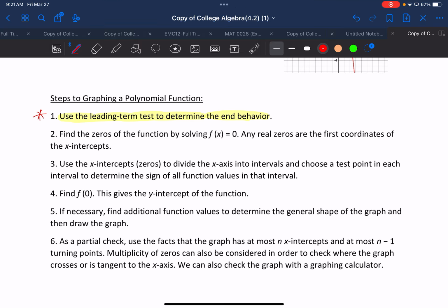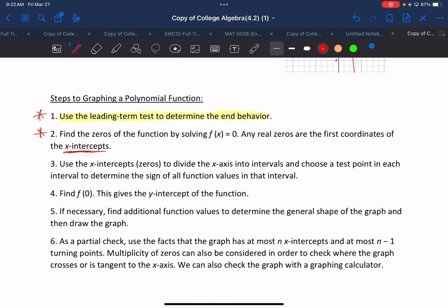The next one is to find the zeros of the function by setting the function equal to 0 and then solving for x. And then, of course, those will give you your x-intercepts. So that's another really important one because, hopefully by this point, you can easily find the x-intercepts and then eliminate any graphs that don't have those x-intercepts.